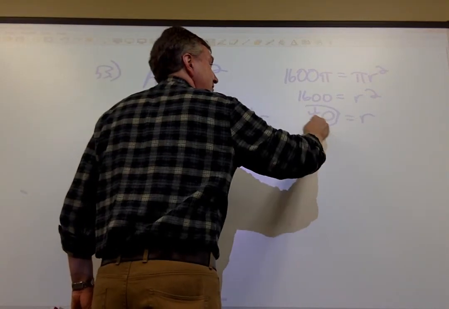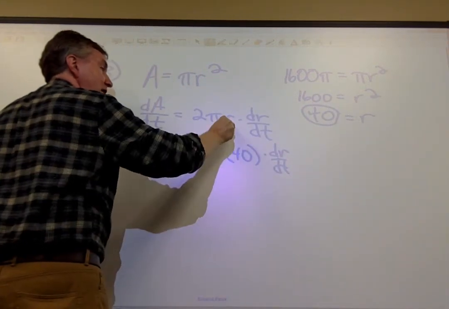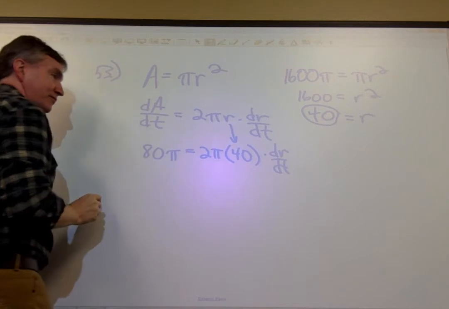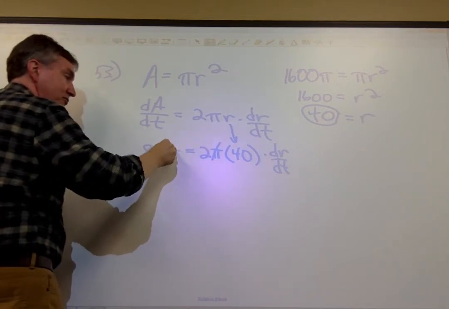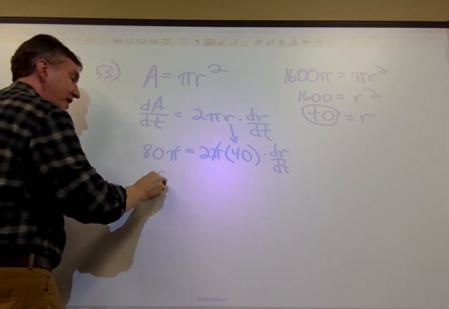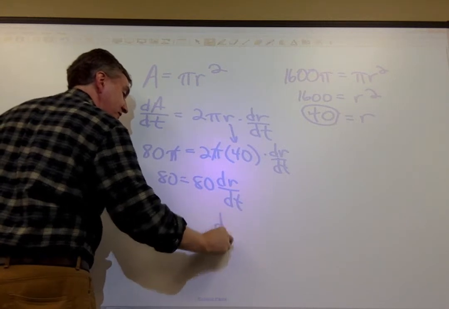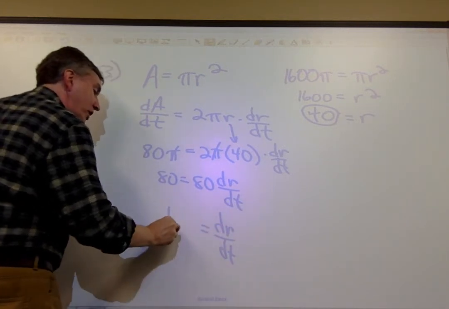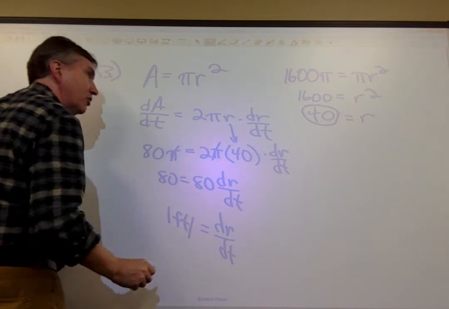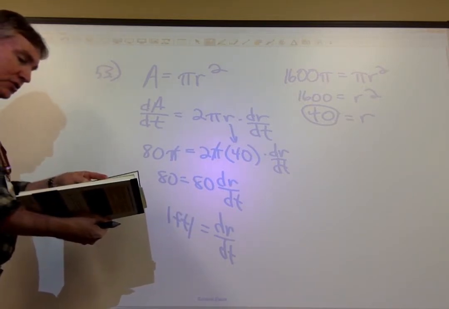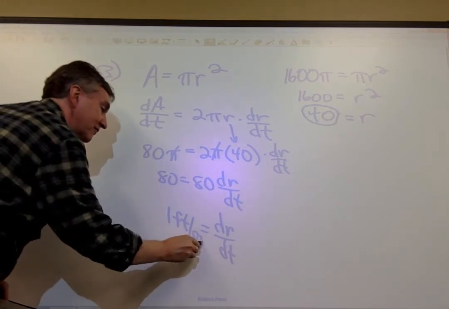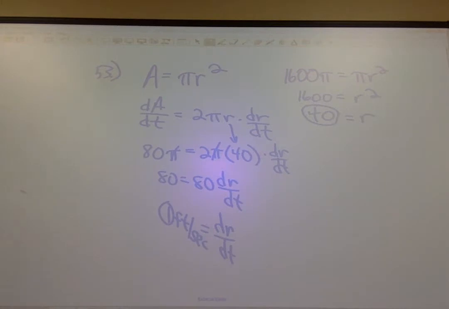Yes, right. So if R is 40, I can plug that right in. And now would you agree here that pi's will also cancel? So if 80 equals 80 dr/dt, what is dr/dt? 1 foot per, what was the unit of time? Second. So the radius of the circle is increasing at a foot per second when the area is 1,600 pi square feet. That makes sense, doesn't it?